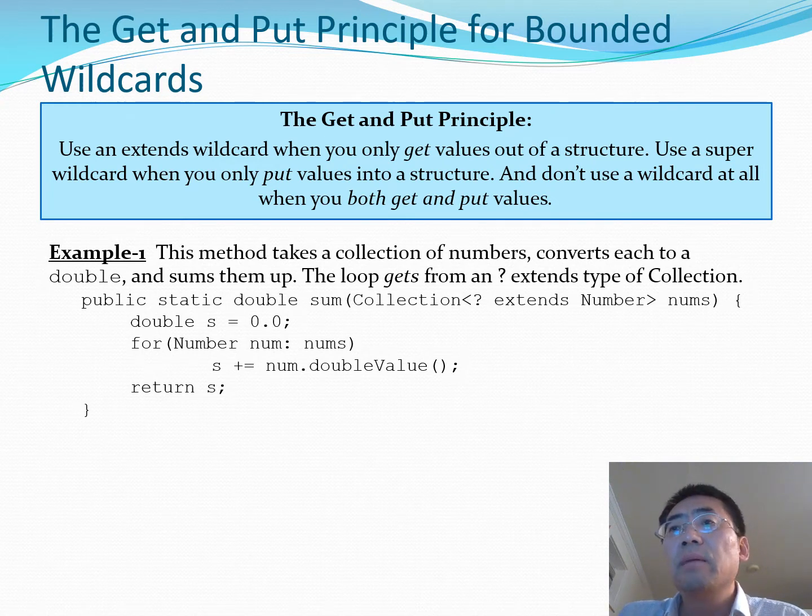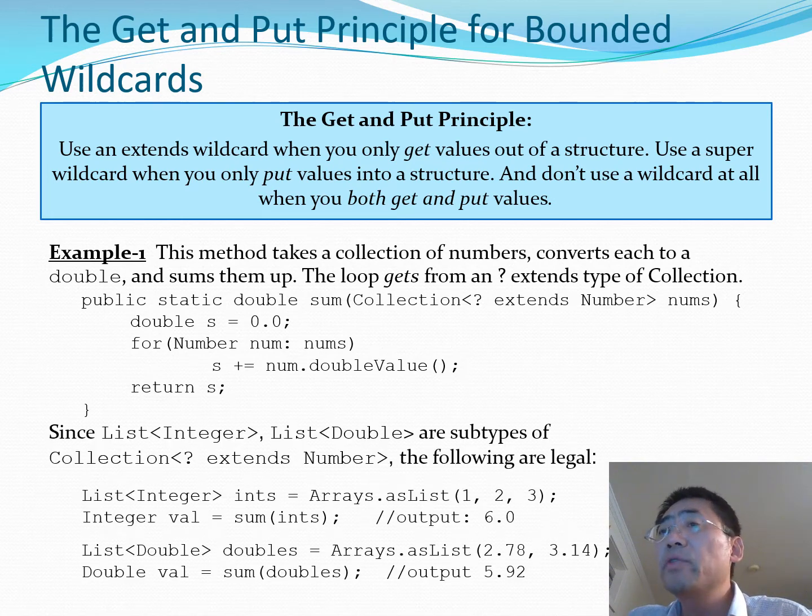This sum method takes a collection as a parameter, but this collection is parameterized with the extends wildcard. It says wildcard extends number, which means this sum method can take a collection of number, can take a collection of integer, can take a collection of double, or can take a collection of any subtypes of number.